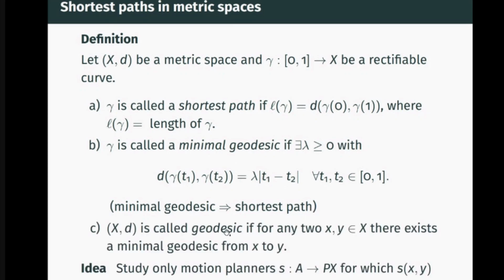Additionally, we call a metric space geodesic if there always exists such a minimal geodesic from any point x to any point y. There might be more than one, but there always exists some. For example, in complete Riemannian manifolds, we have this situation, but this is just the general thing that we demand. So the idea is now that we will only study motion planners on domains. So A is a subset of X times X, with s from A to the path space of X, for which s of xy is the shortest path from x to y, for all points in the domain that we're studying.